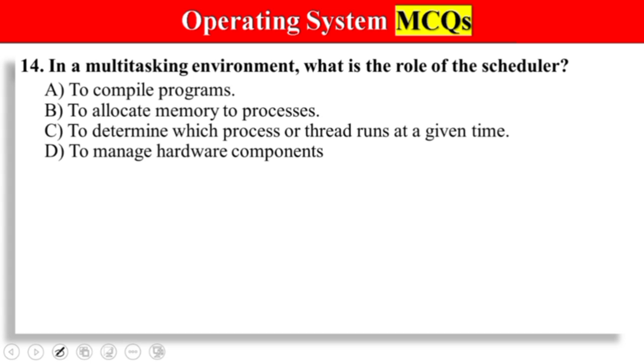Question number 14. In a multitasking environment, what is the role of the scheduler? A. To compile programs. B. To allocate memory to process. C. To determine which process or thread runs at a given time. D. To manage hardware components. The role of scheduler in a multitasking environment is to determine which process or thread runs at a given time. So scheduler is about resource sharing, or about time. Time is one resource.